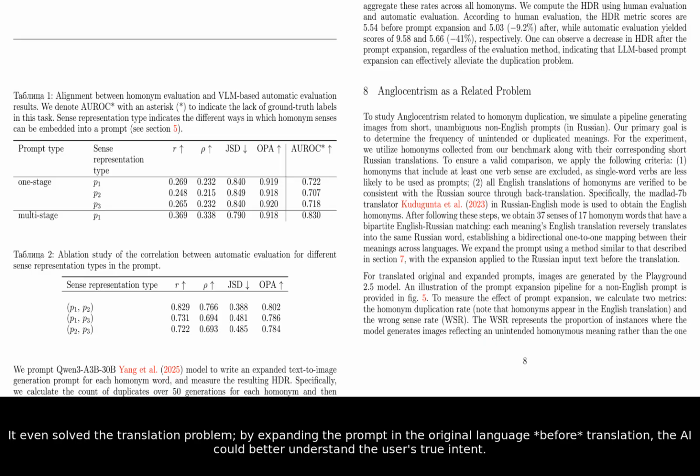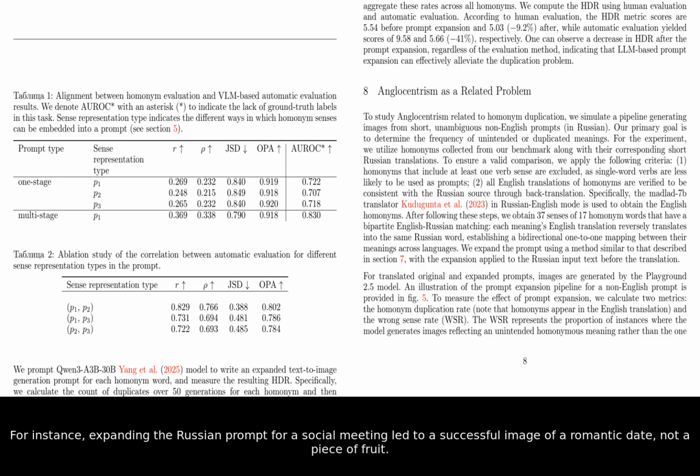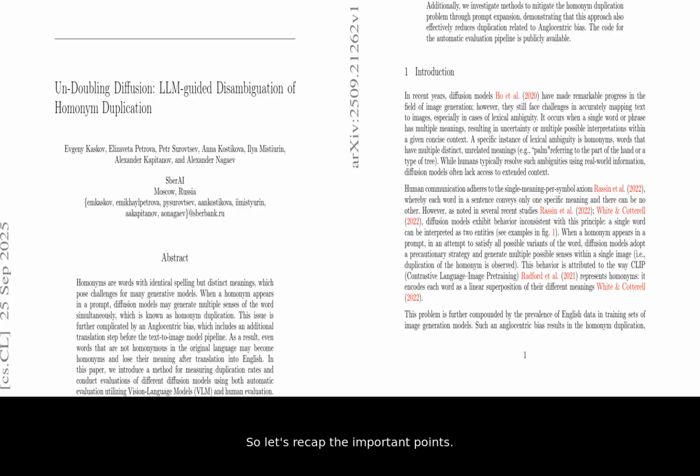It even solved the translation problem. By expanding the prompt in the original language before translation, the AI could better understand the user's true intent. For instance, expanding the Russian prompt for a social meeting led to a successful image of a romantic date, not a piece of fruit. So, let's recap the important points.